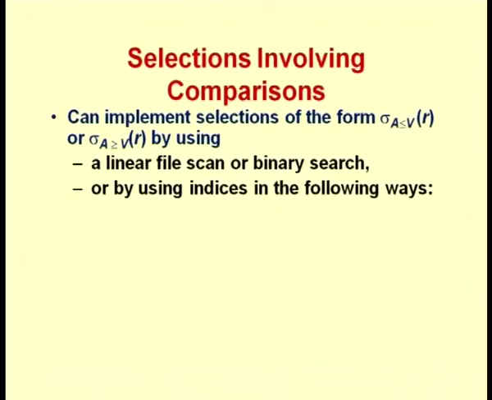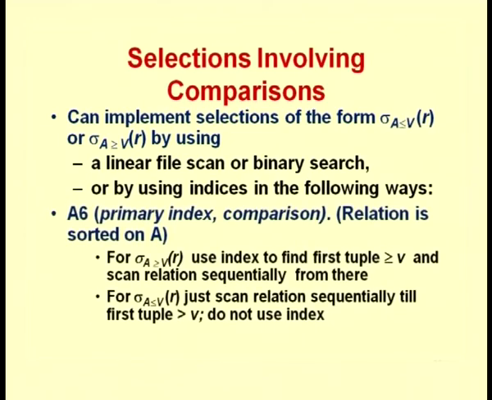So, we can implement selections of the form sigma A less than or equal to V of R or sigma A greater than or equal to V of R by using a linear file scan or binary search, or by using indices in the following ways. First, a primary index comparison, where the relation is sorted on A. For this, use the index to find the first tuple and then scan the relation sequentially from there. For sigma A less than or equal to V, just scan the relation sequentially till the first tuple becomes greater than V, so you do not have to use the index.